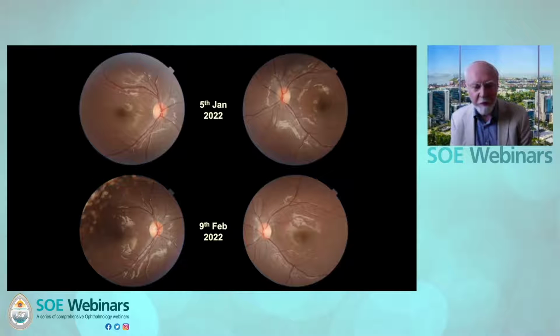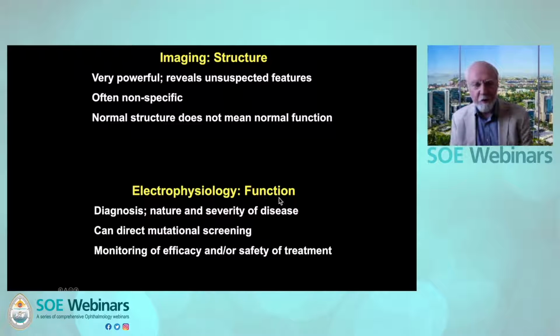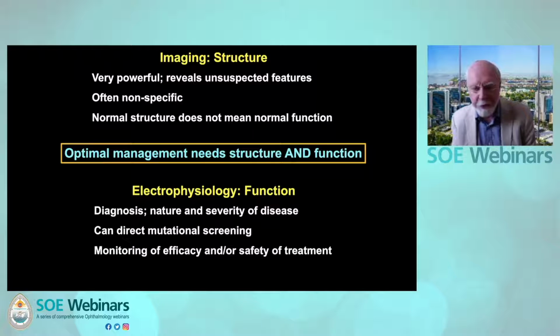Between January 22 and February 22, possible slight increase in disc pallor, but that's all. So imaging is very powerful. It can reveal unsuspected features, but it's often non-specific, and normal structure does not mean normal function. Electrophysiology reveals function. Occasionally it's diagnostic, but it always reveals the nature and severity of the disease, which may be unsuspected. It can direct mutational screening, and not shown here, can monitor efficacy or safety of treatment. And the most important take-home message is that optimal management needs both structure and function.